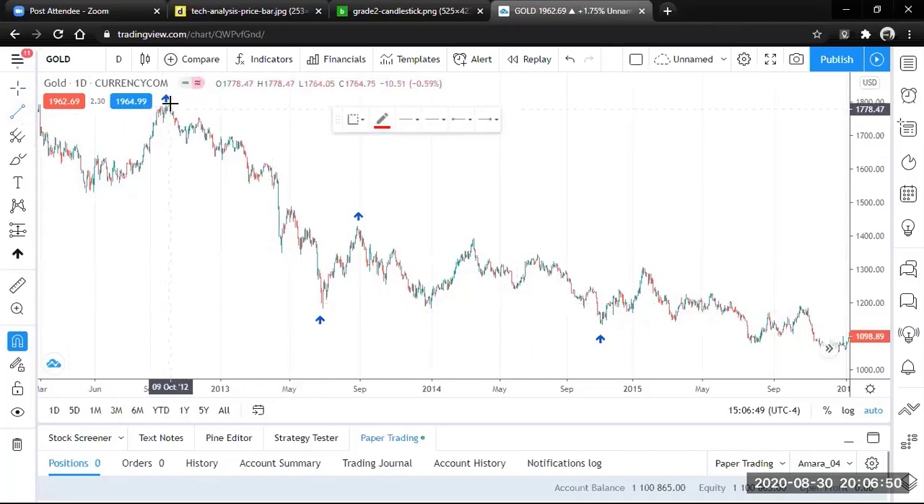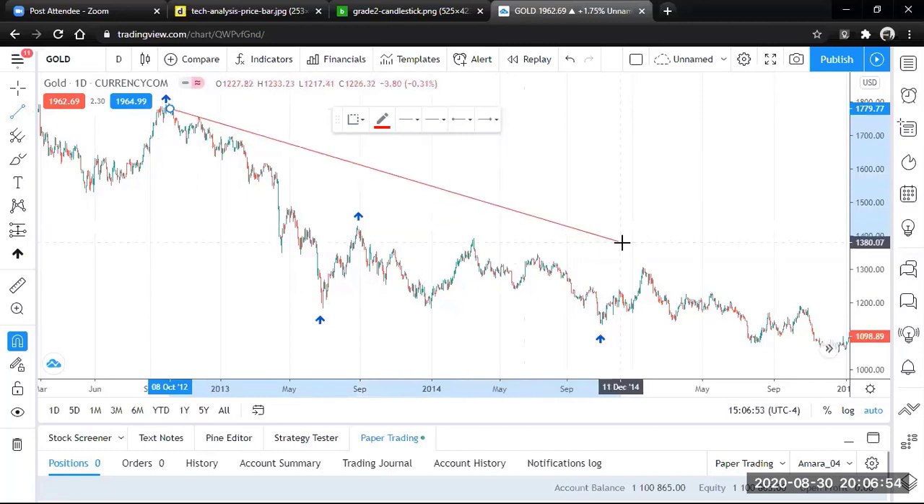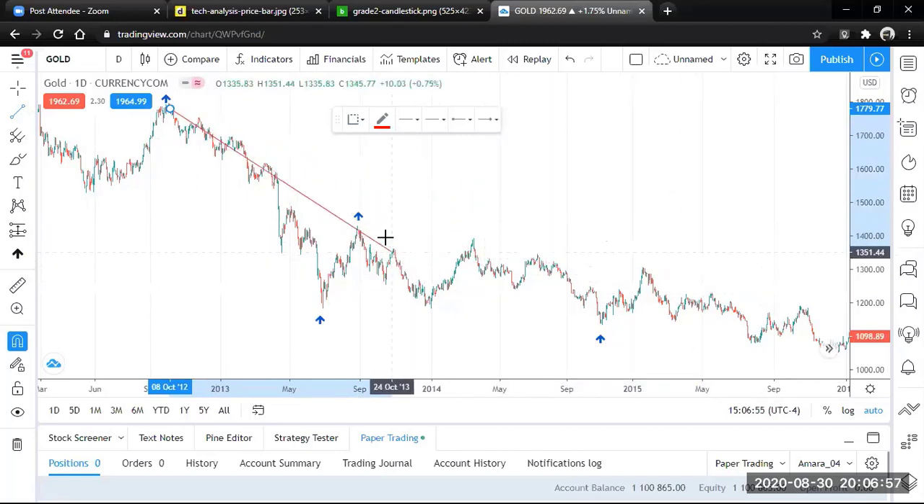It helps you see things more easily. So again, you connect the dots from the high. Now, it's not exactly perfect. In theory, it's perfect, but in practice, it's usually not. So it's something you have to learn to deal with.